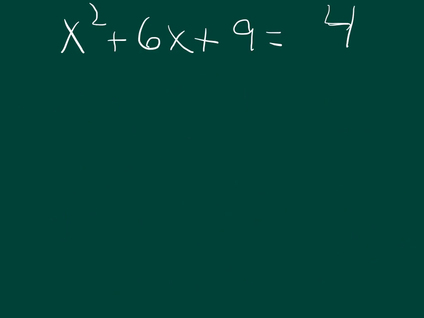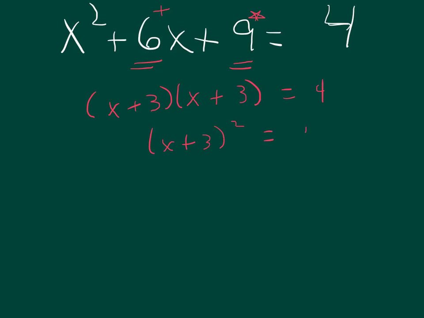Let's practice that again. Okay, so here I think you're going to like this one. The left side is actually a perfect square trinomial because I have 6 and 9, so how do I add to 6 and multiply to 9? It's 3 and 3, so x plus 3 times x plus 3 equals 4, or x plus 3 quantity squared equals 4. And then I need to undo this squaring, so I square root. It's plus or minus, because again, 2 squared is equal to 4, and negative 2 squared is equal to 4.